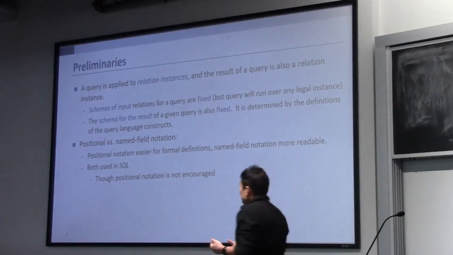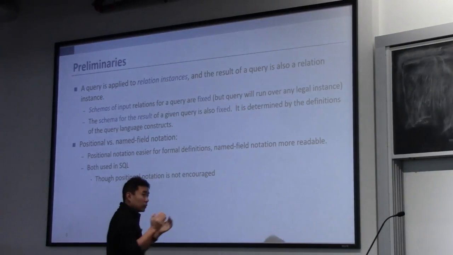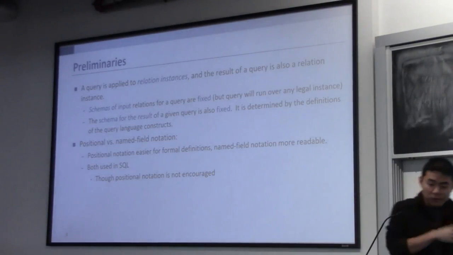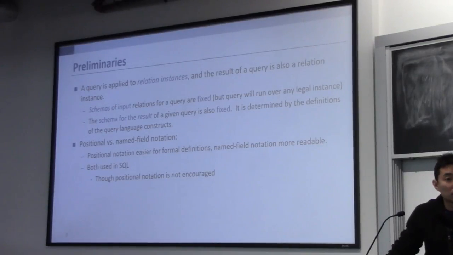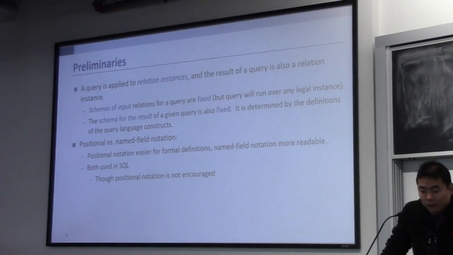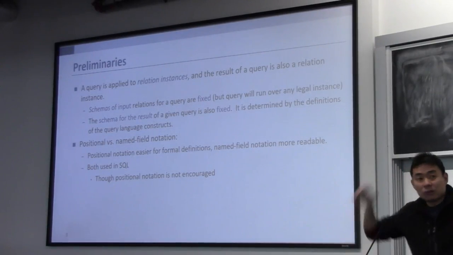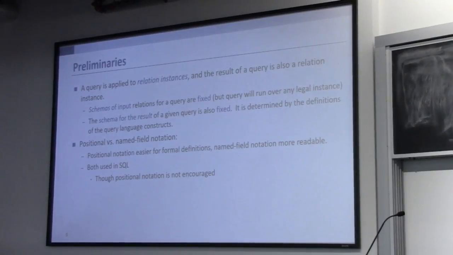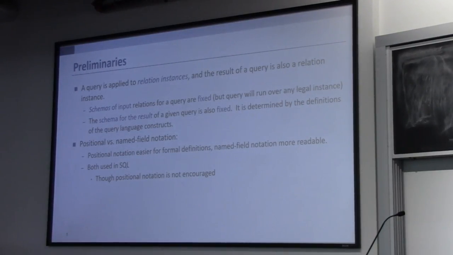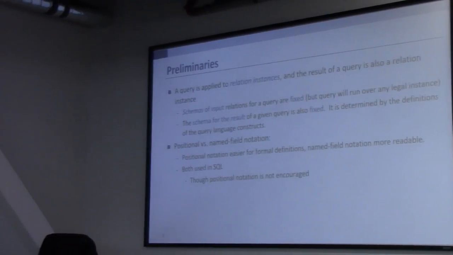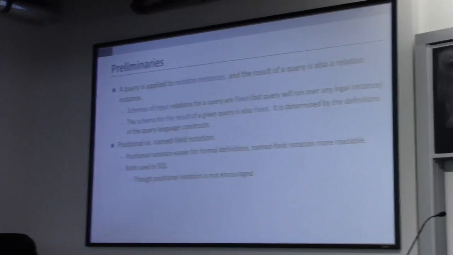Some preliminary background. A query is applied to relational instances, and the result of a query is also a relational instance. The schema of input relations for a query is fixed. Once you specify your query, the schema of those input relations is fixed. For example, if you want to select the name of students from the student schema, by the time you write down your query, the input schema is fixed, which is the schema of the student relation.